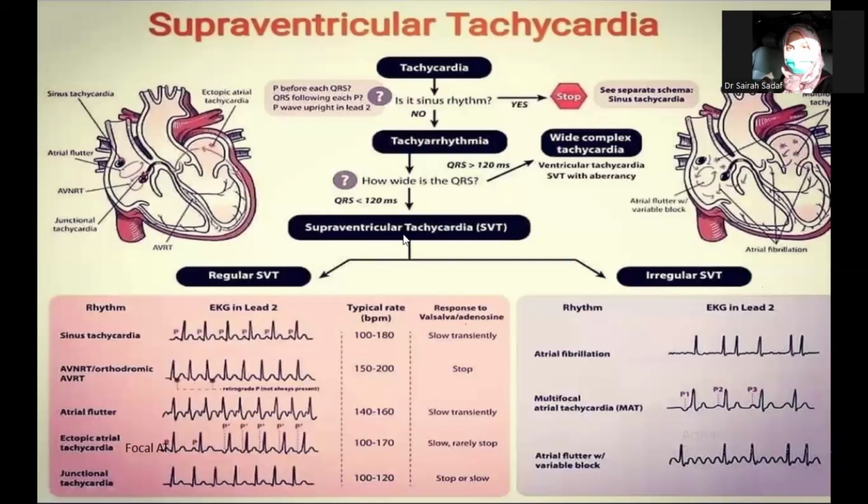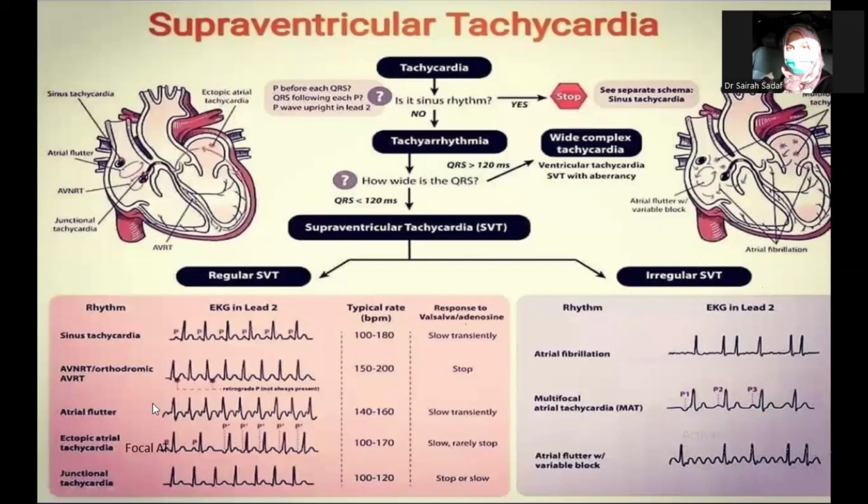Now, supraventricular tachycardia. It is again regular or irregular. First of all, the irregular: we all know that atrial fibrillation comes here, atrial flutter comes under this, and multifocal atrial tachycardia, also known as MAT, right? I will discuss it. And on the regular SVT side, we may have sinus tachycardia, we may have AVNRT, AVRT, that just resembles the junctional tachycardia.